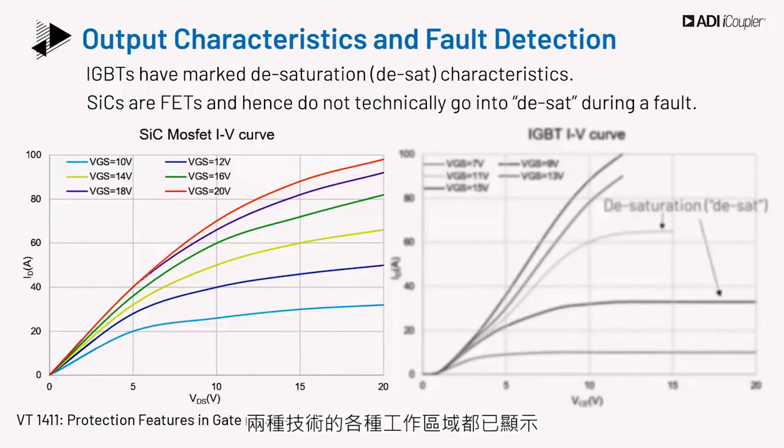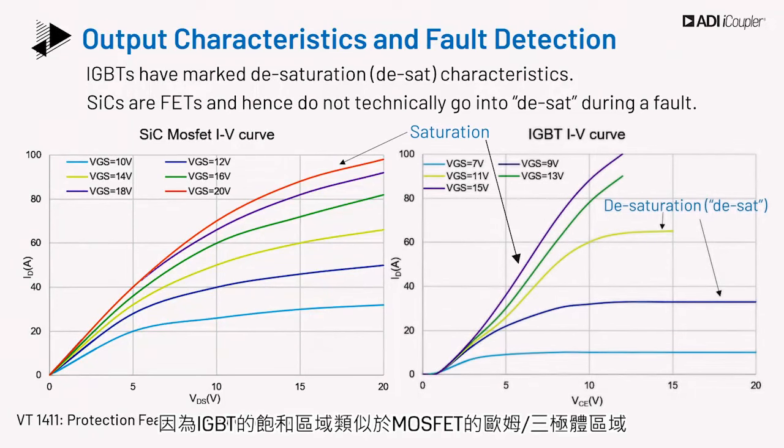The various regions of operation are shown for both the technologies. This illustrates the difference in the region of operation for the two devices. This is more about the naming convention as well, since the saturation region of the IGBT is analogous to the ohmic or triode region of the MOSFET.